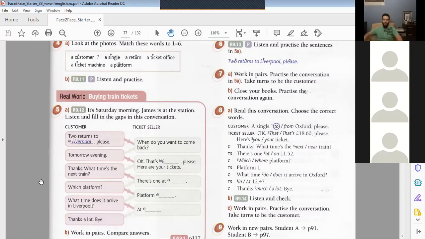Recording 9.13. Two returns to Liverpool, please. When do you want to come back? Tomorrow evening. OK, that's £93.40, please.